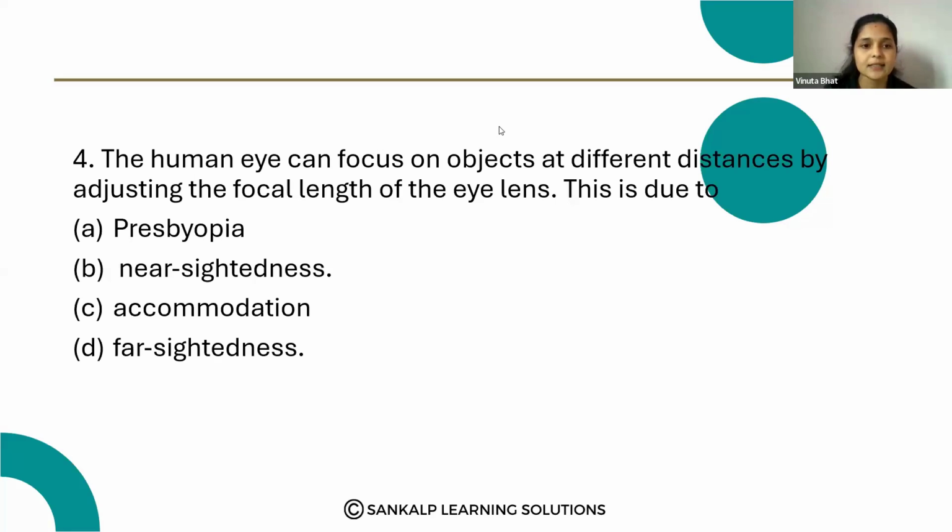Here, the correct answer is accommodation. The human eye can focus on objects at different distances by adjusting the focal length of the eye lens. This is due to accommodation. Option C is the correct answer.